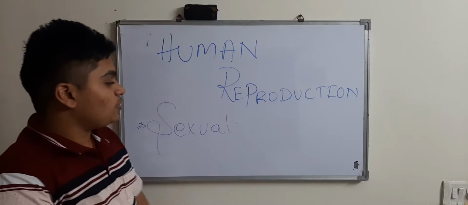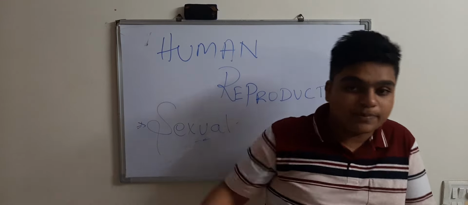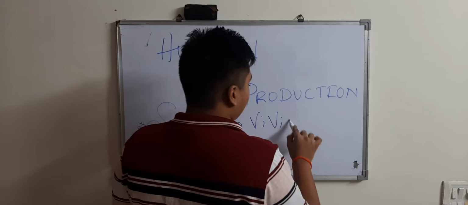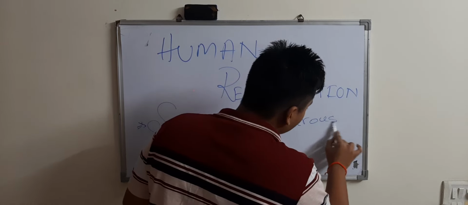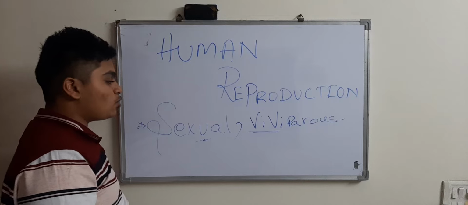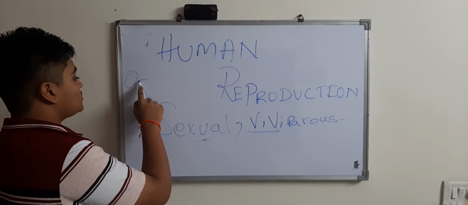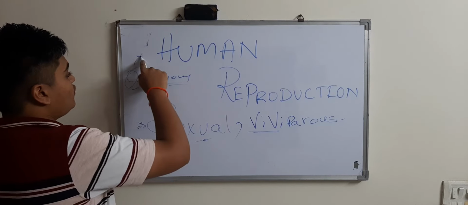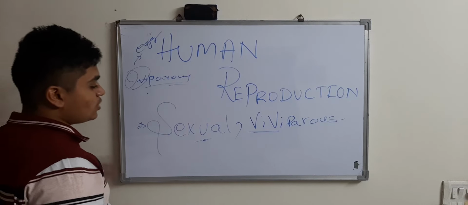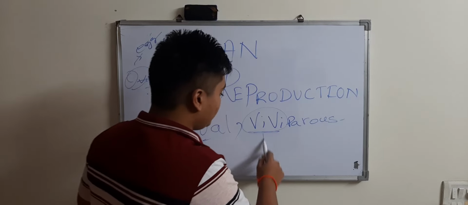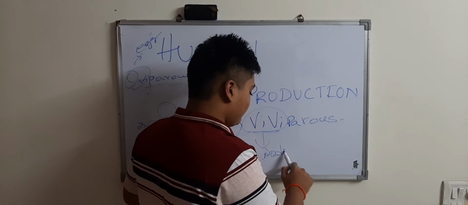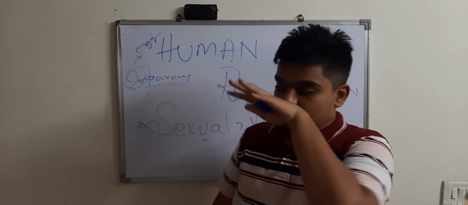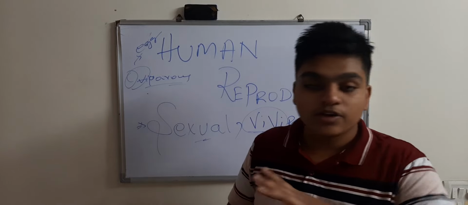And that is why we human beings stayed as sexually reproducing organisms, and we are mammals, and we are viviparous. Viviparous, oviparous. Remember these. Oviparous: ovi means egg, so egg-laying animals are oviparous. Viviparous: vivi means baby, giving birth to young ones. We humans give birth to young ones. We do not lay eggs.